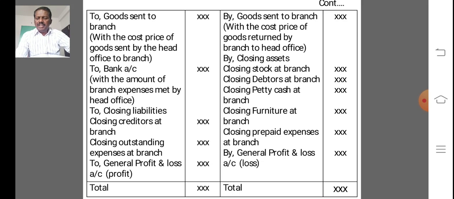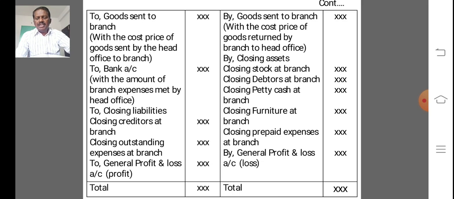For ascertaining any missing information about branch bills receivable, like opening balance of BR or collection from BR or closing balance of BR, a memorandum bills receivable account must be prepared. For ascertaining any missing information about branch BP, like opening balance of BP, payment to BP or closing balance of BP, a memorandum bills payable account must be prepared.